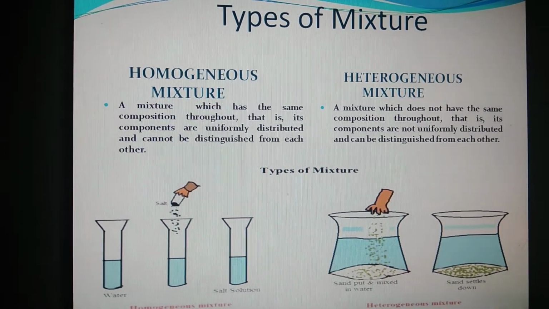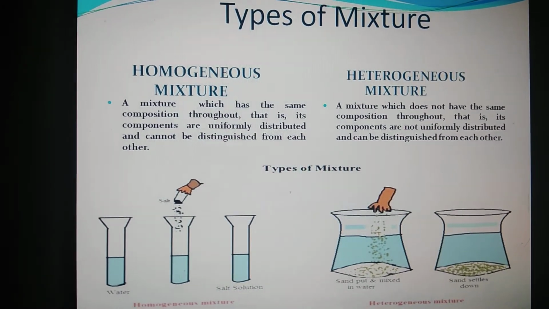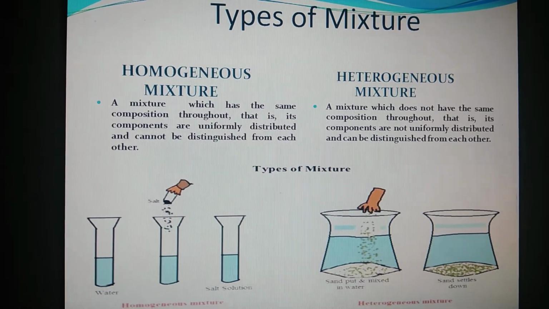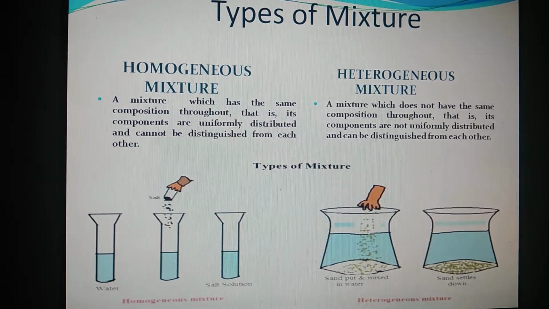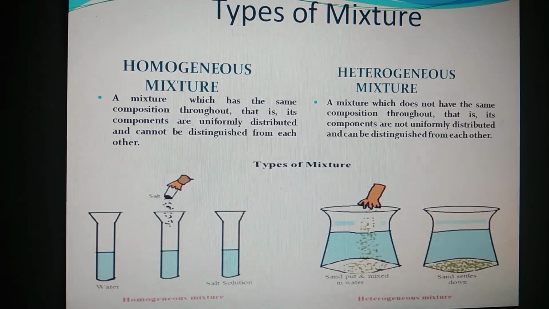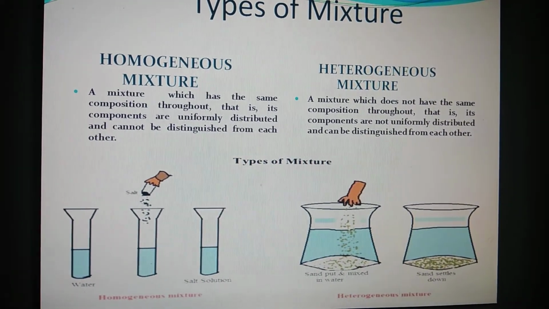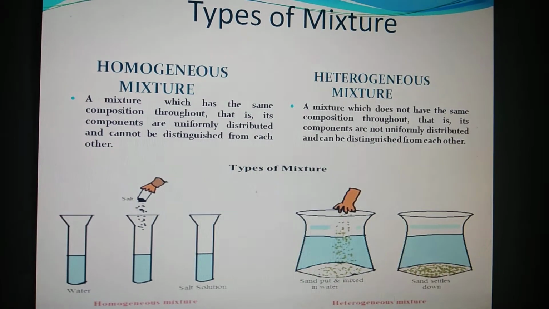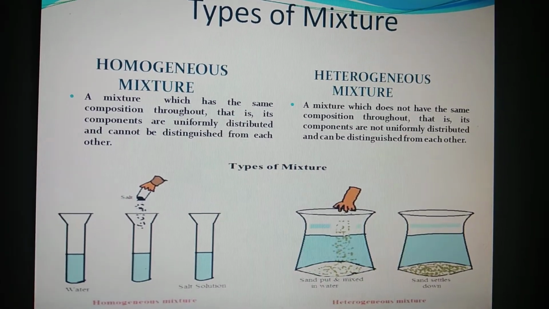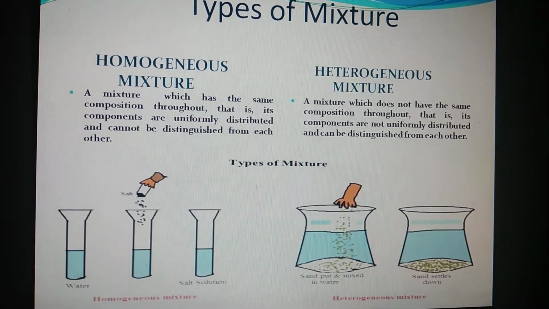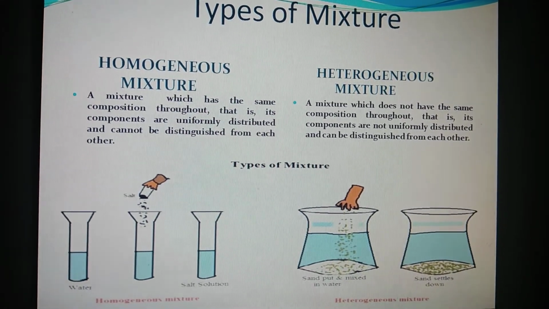So here on your screen there are two types of mixtures. First is homogeneous mixture and the second is heterogeneous mixture. Homogeneous mixtures are those mixtures which have the same composition throughout, and their components are uniformly distributed, and we cannot distinguish between the two components. Whereas in heterogeneous mixtures, the composition is not the same and the components are not uniformly distributed throughout the solution, and we can easily distinguish between the two.